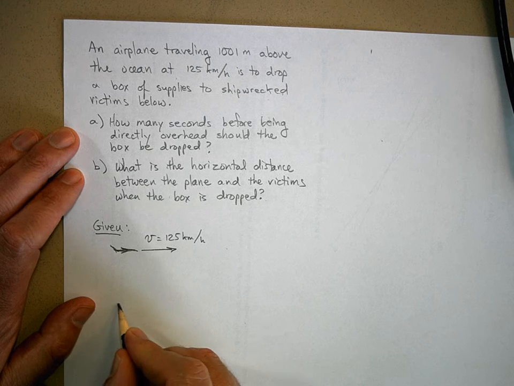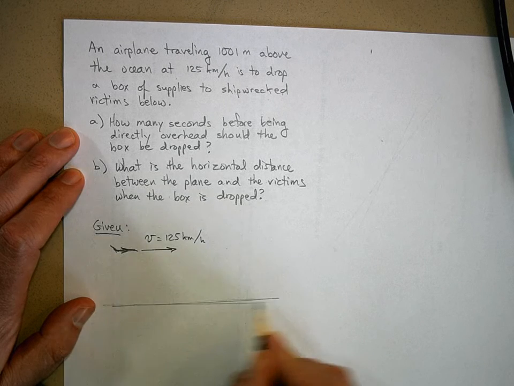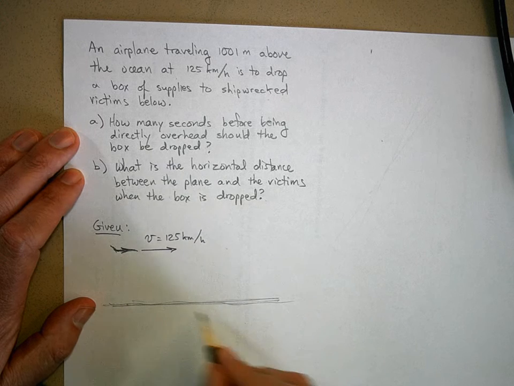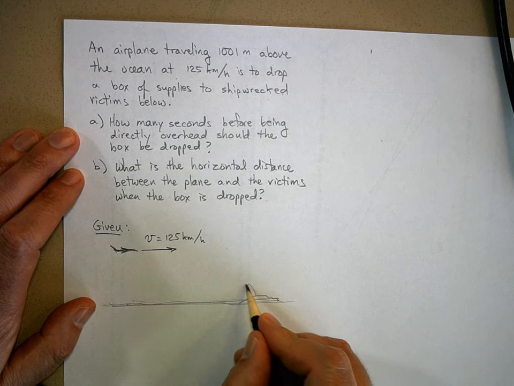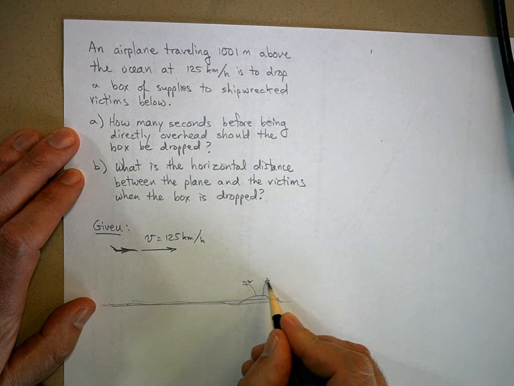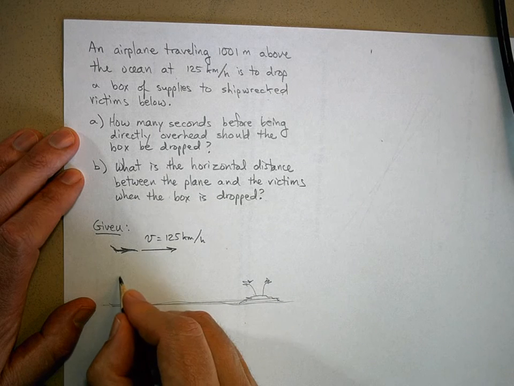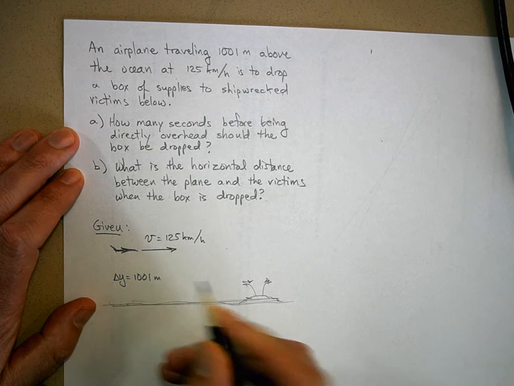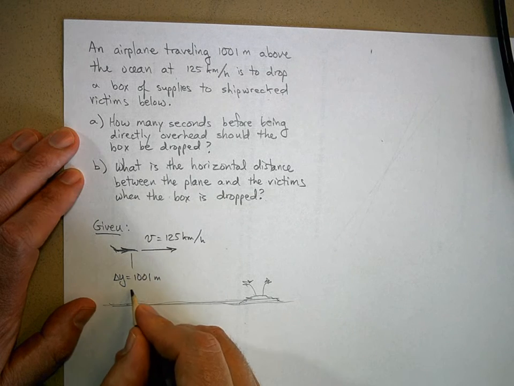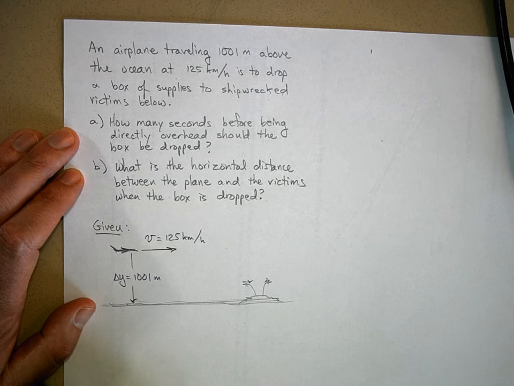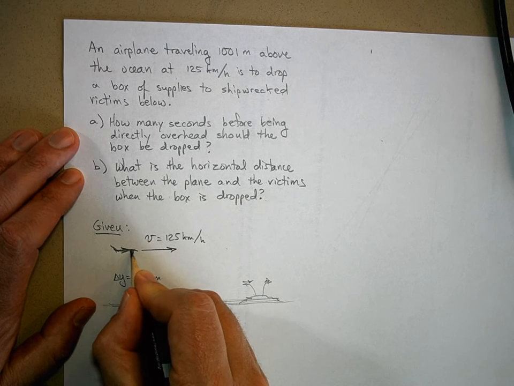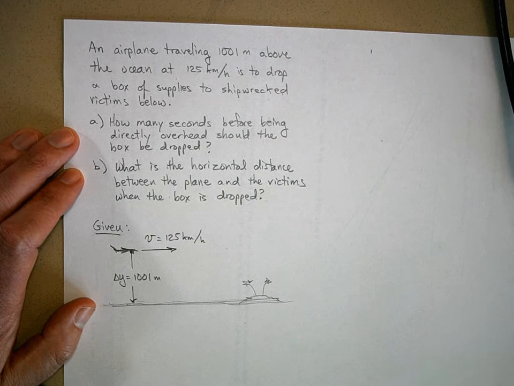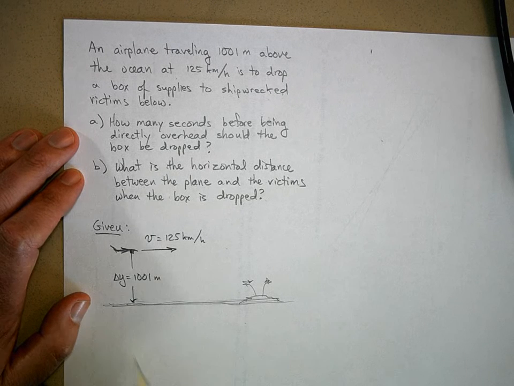Now, you're way above the ground. So here's the ocean. You can draw a little desert island here with palm trees if you want to. But here the delta y is 1,001 meters. But here's the thing about this delta y. Here's the box. Let's draw the box of supplies right here. When the box is released, what is its velocity?